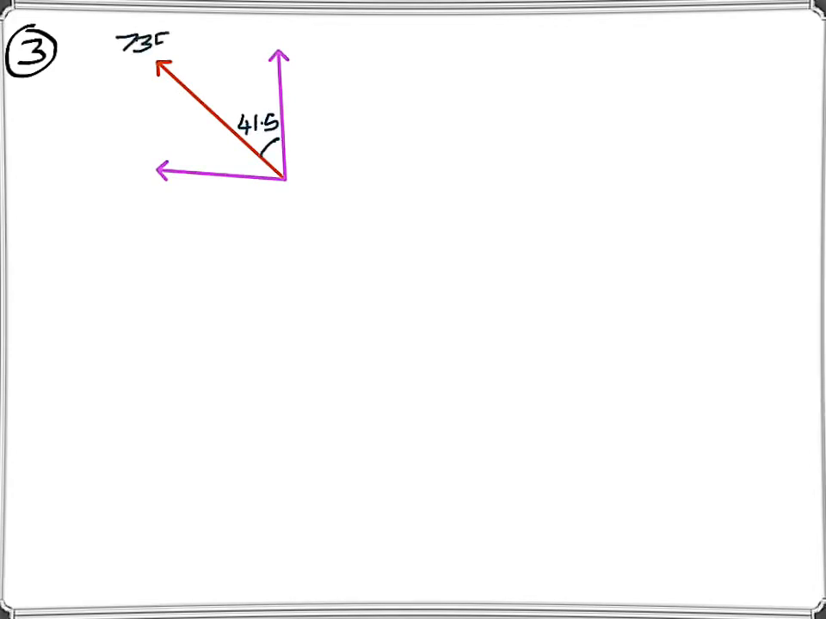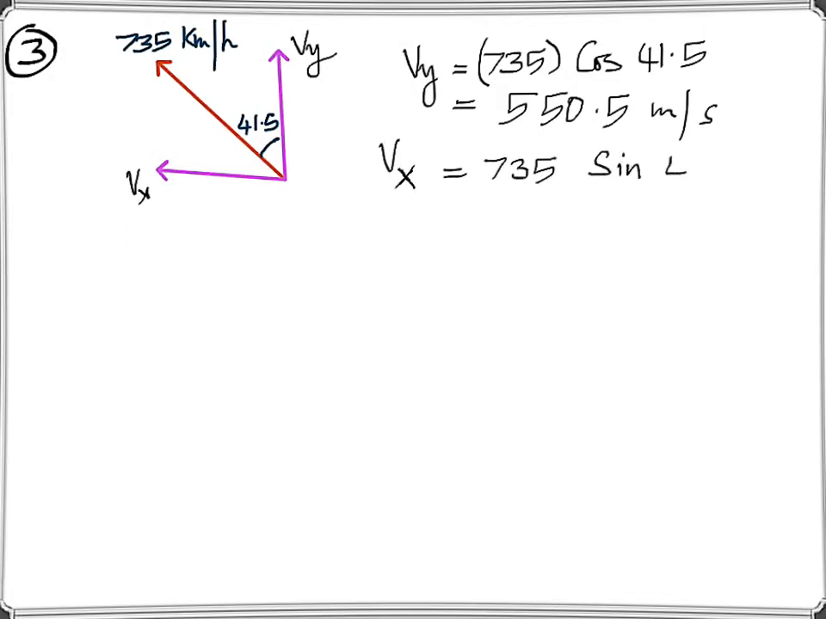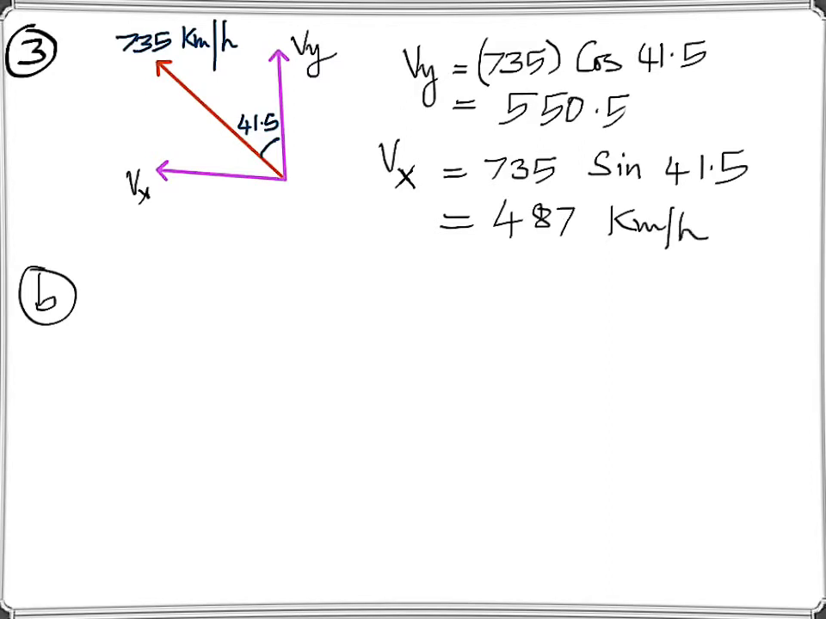Question 3. It's flying at 735 km per hour, 41.5 degrees west of north. So break it up into its components. Vy is 735 cos 41.5, Vx is 735 sin 41.5. Well, the unit is kilometer per hour for both.